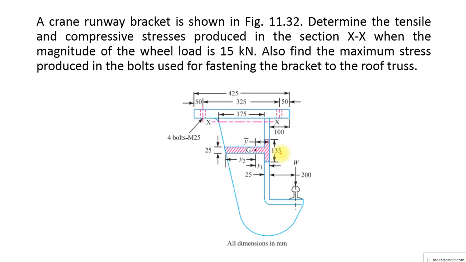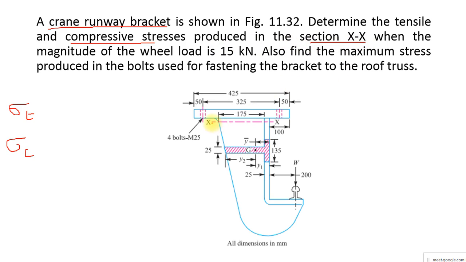A crane runway, I hope you understood that. There is a crane, and what it has to do is move. The runway is what is given here, and the bracket of that runway is shown in the figure. So determine the tensile and compressive stress. Very importantly, they asked us to find the tensile stress and the compressive stress produced in the section XX.